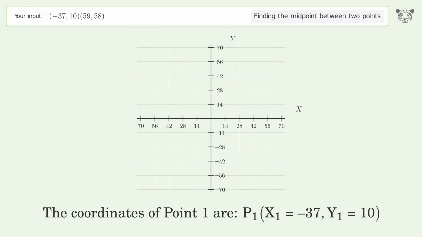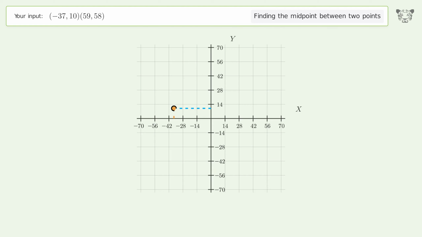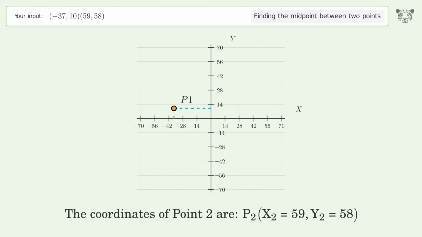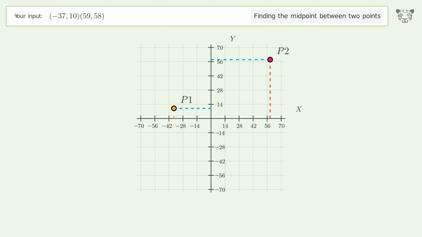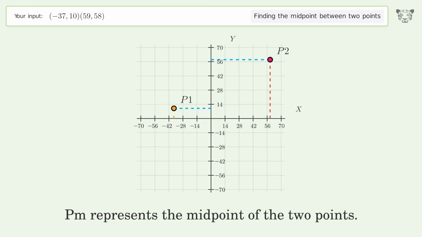The coordinates of point 1 are, x1 equals -37, y1 equals 10. The coordinates of point 2 are, x2 equals 59, y2 equals 58. PM represents the midpoint of the 2 points.